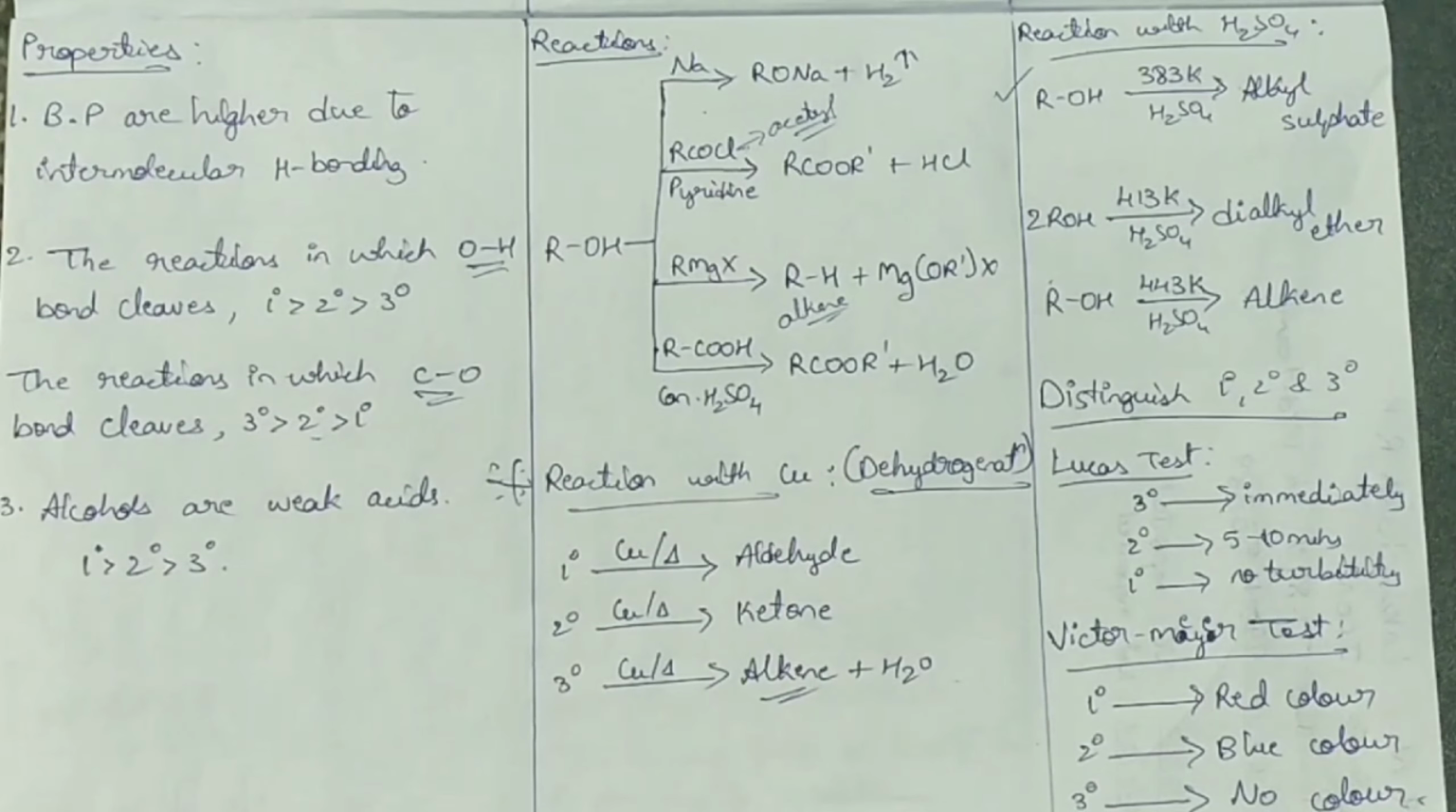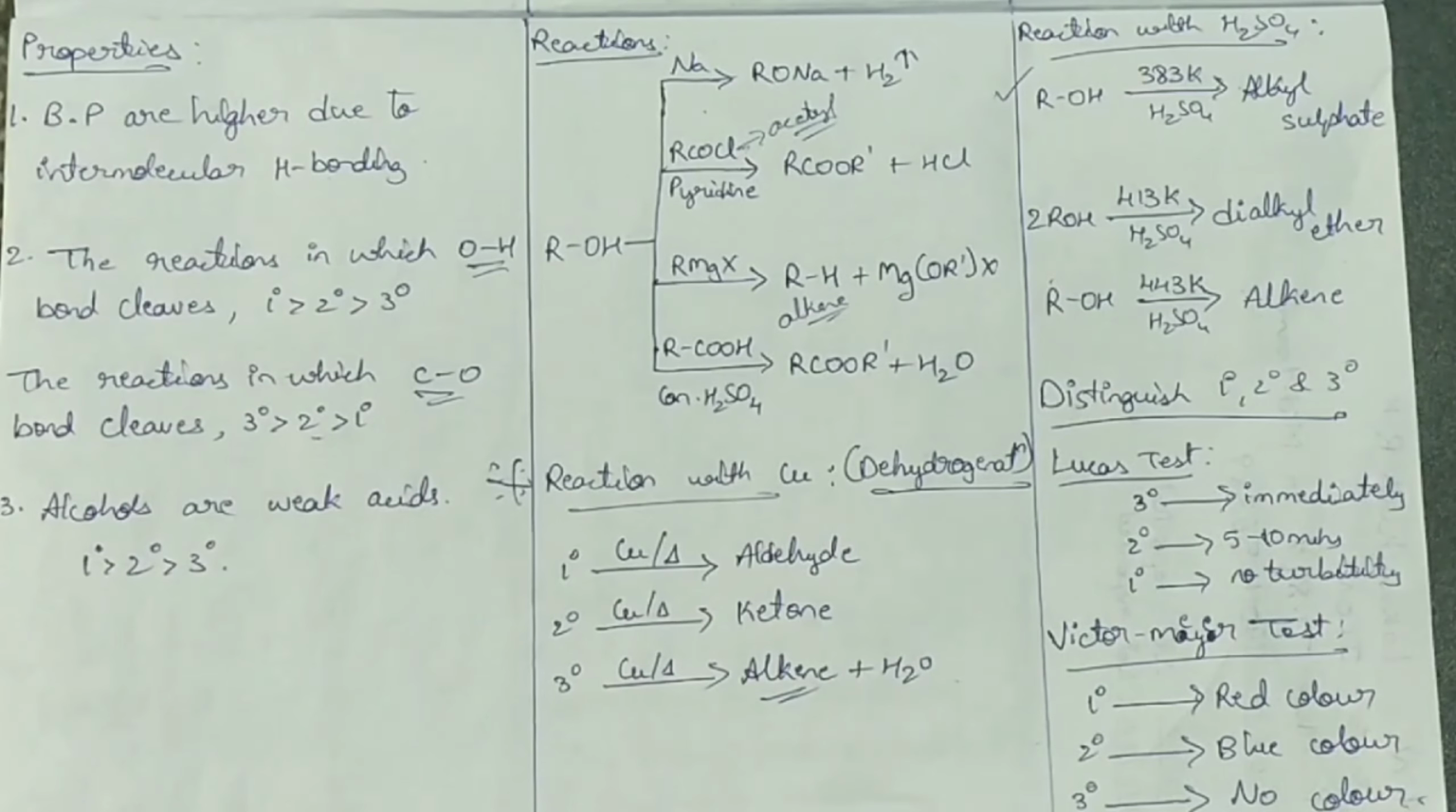So next we shall look into distinguishing primary, secondary and tertiary alcohols. You will be familiar with the Lucas test, which uses concentrated HCl and anhydrous zinc chloride. The mixture of anhydrous zinc chloride and concentrated HCl is known as the Lucas reagent. When an alcohol is treated with the Lucas reagent, we can distinguish the alcohols by this test.